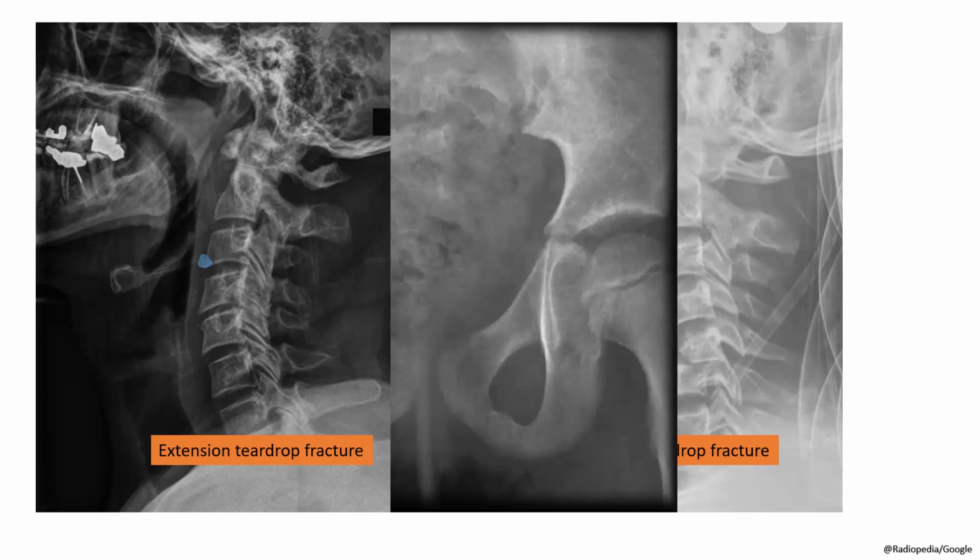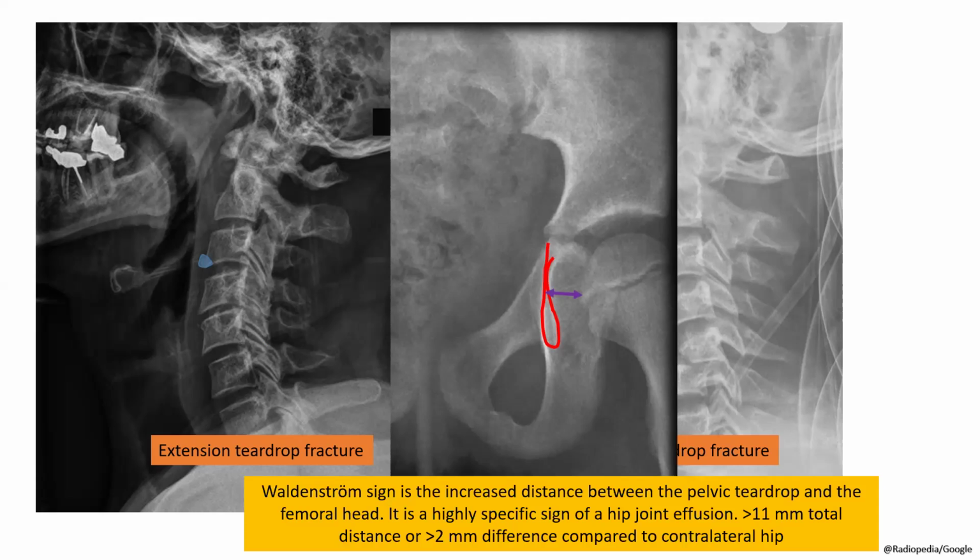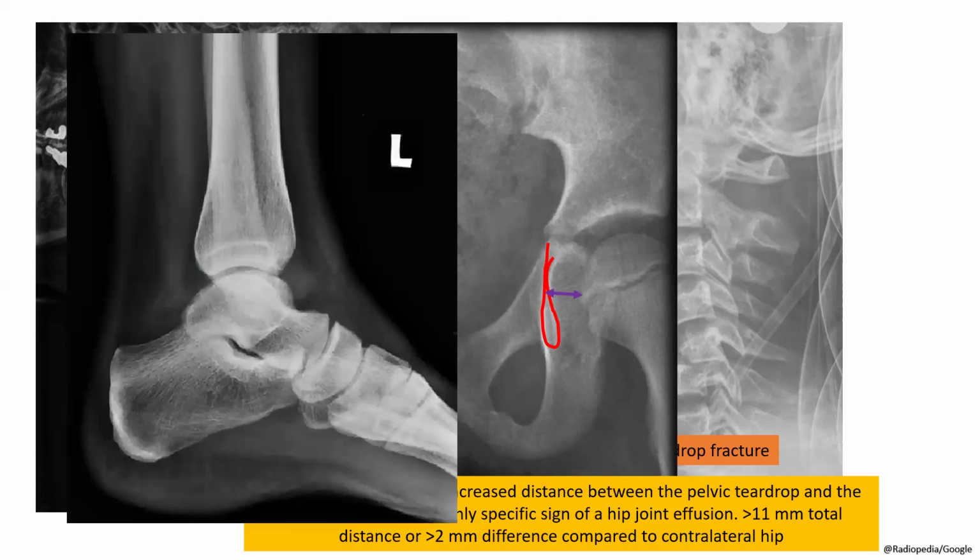There's one more teardrop which is described in the pelvis. This is the pelvic teardrop, and it is used to describe the Waldenstrom sign, which is measured as the distance between the pelvic teardrop and the femoral head. If it is more than 11 mm, or if a right to left difference is more than 2 mm, it indicates joint effusion. It's a highly specific sign of hip joint effusion. So this is the Waldenstrom sign. Another teardrop is described in this lateral ankle radiograph, which represents ankle joint effusion.